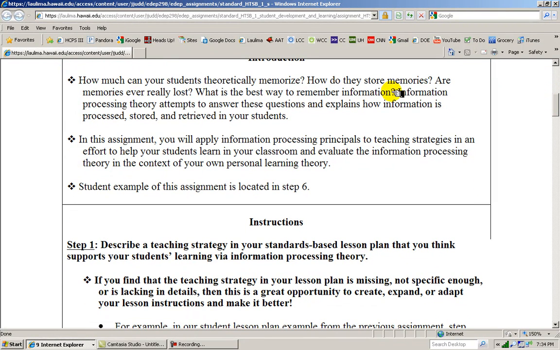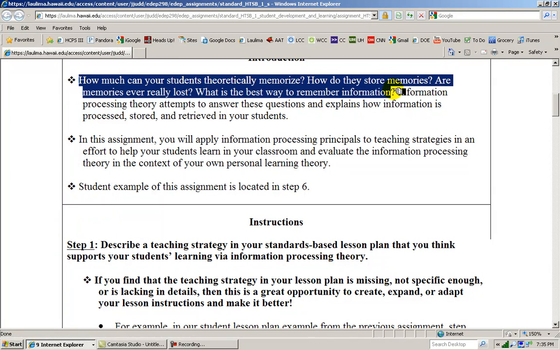So we ask questions like, how much can you memorize? How do you store a memory? Do you ever lose a memory? What's the best way to remember information?